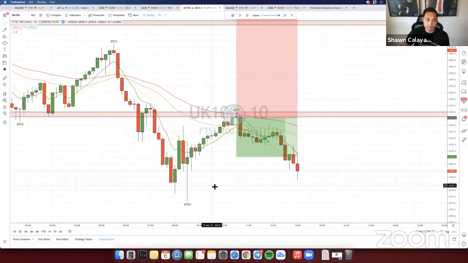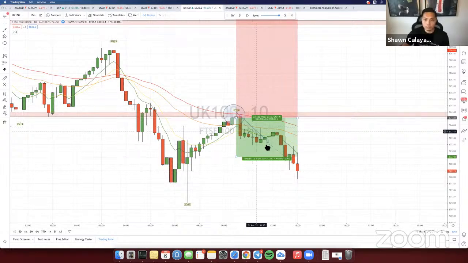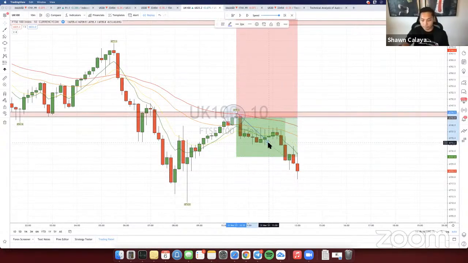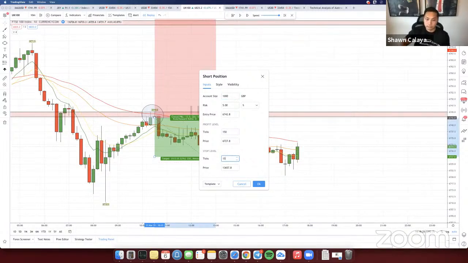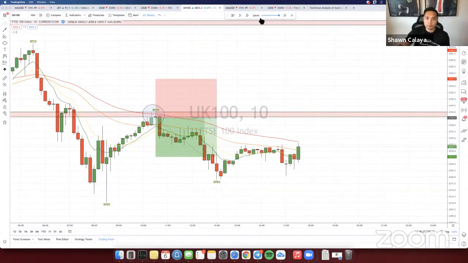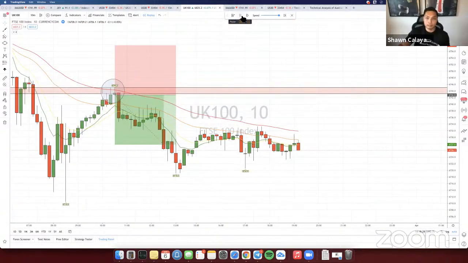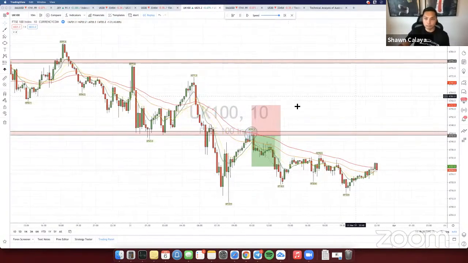So that would be the difference. The difference if you're taking a short or a long is if the rejection is from the bottom or from the top. If the rejection is from the top, then you take a sell. If the rejection is from the other area, then it's a buy. So that's for a sell. And then we'll go back to the one that we were looking at over here.